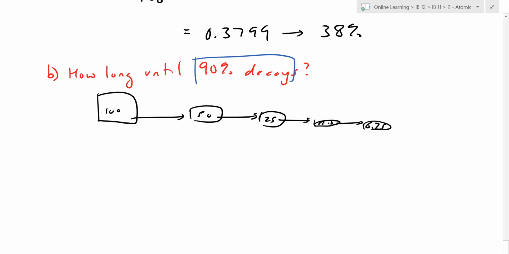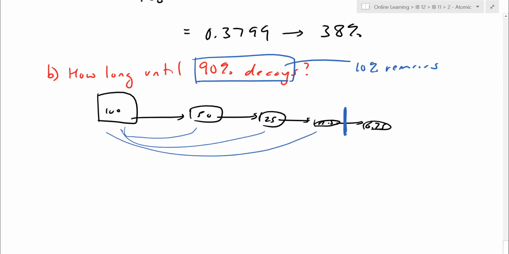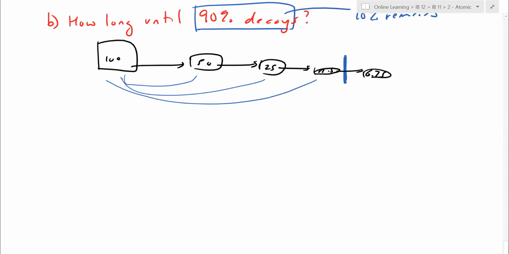Make sure you do yourself a favor. 90% decays means how much is left over. This means 10% remains. I'm not going to punch in 90% to my formula, I actually want to punch in 10%. Based on my picture, it should be roughly 1, 2, 3 and a bit half-lives. Because the half-life is about 5,700, I'm expecting something upwards of 16,000, 17,000 or so. The math will tell me exactly what it is. Let's try it out here, and we'll finish off with this.